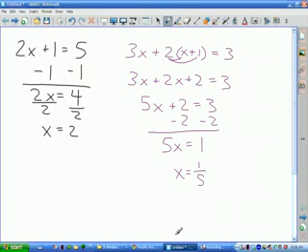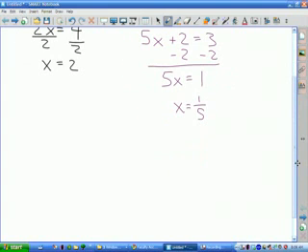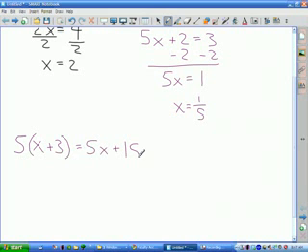Okay, so that's just a little bit of review. Everybody remember that? Now let me ask you this. While we're talking about this, why does this law of distributivity work? In other words, why can we say this? Why can we take 5 times (x plus 3) and call it 5x plus 15? Why can we do that? Any ideas?